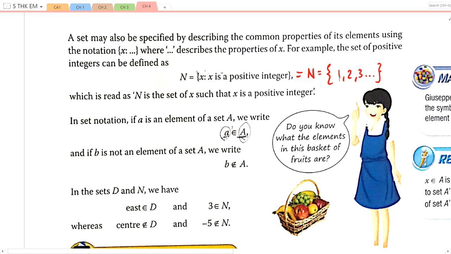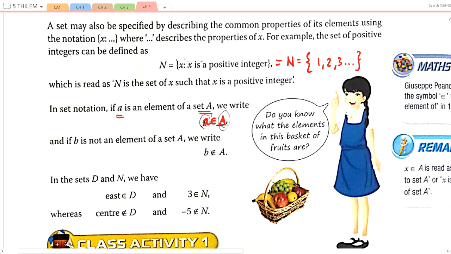Now in set notation, if small a is an element of set A, we write it this way: a is an element of set A. So the phrase over here, "is an element", is replaced by this symbol. It looks like an E with a horizontal line in the middle.